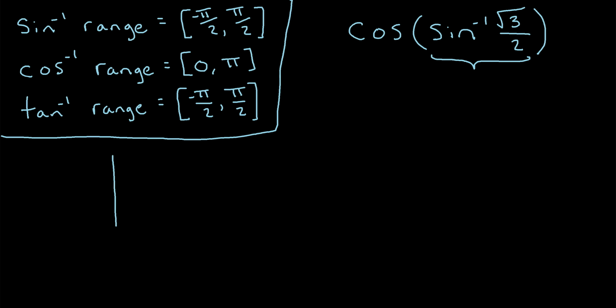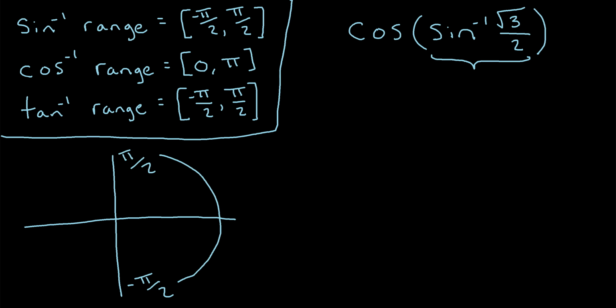So let's draw our unit circle. Now, it helps to remember that when we're talking about the inverse sine, we restrict our range of possible values to this, negative pi over 2 to pi over 2. So we're only considering the values from negative pi over 2 to pi over 2. So we're restricting our range of values to this range right here on the unit circle. So what angle in this range has a sine value of square root 3 over 2?